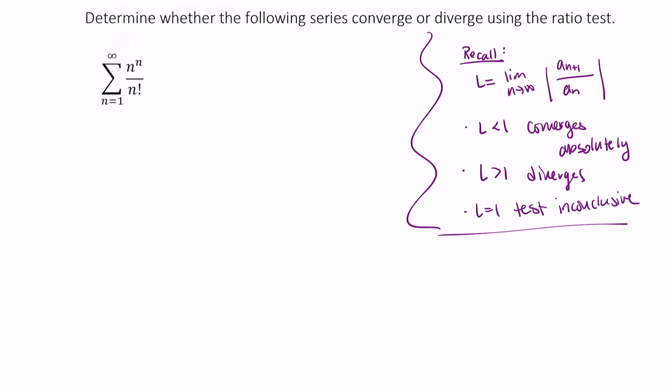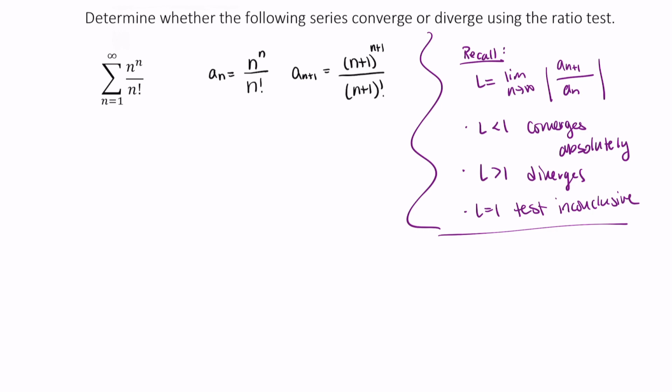All right, now that we have that out of the way, let's identify our nth term and our nth plus 1 term. Well, the nth term is n to the n power over n factorial. And the nth plus 1 term is equal to n plus 1 to the n plus 1 power divided by n plus 1 factorial.